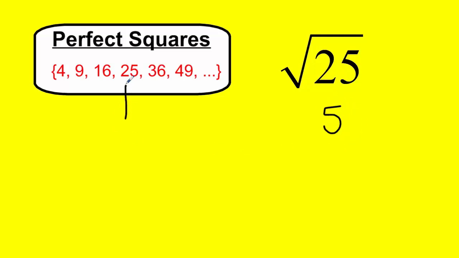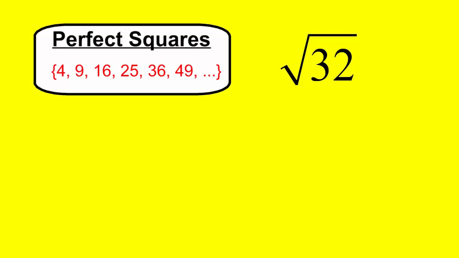So going back to this list, as we said before, we did 5 times 5 to get 25. So this is the number we're using to multiply with itself, and that's why that's the square root of 25. Alright, so for any perfect square that you're taking the square root of, your answer is going to be the number we multiply with itself.